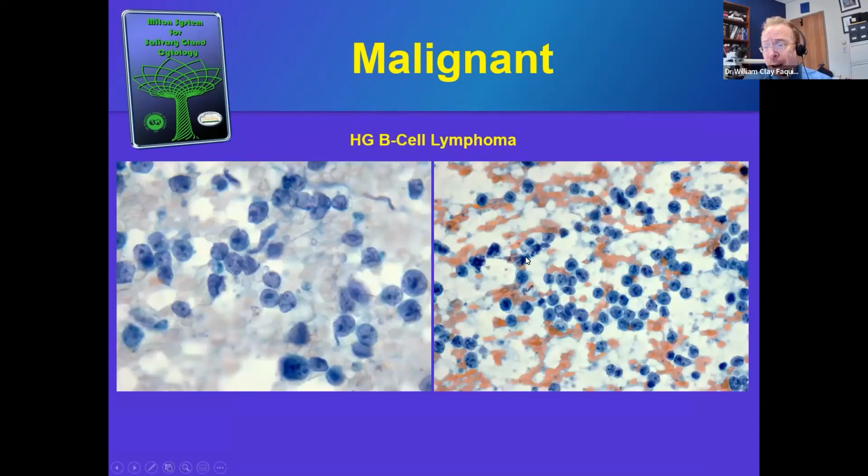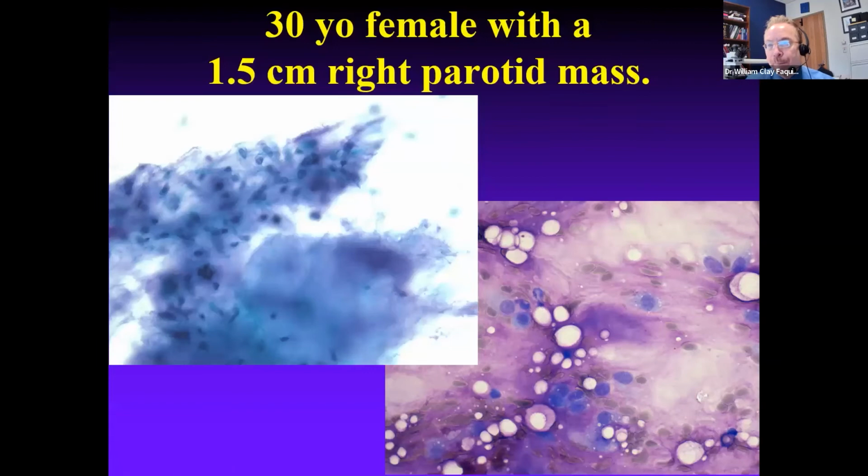Here's another example of an aspirate that has these large atypical cells present. Here's a low magnification view and a high magnification view on the left. You can at least call it malignant, and then with ancillary studies or possibly flow cytometry, you could identify it as a high-grade B-cell lymphoma.